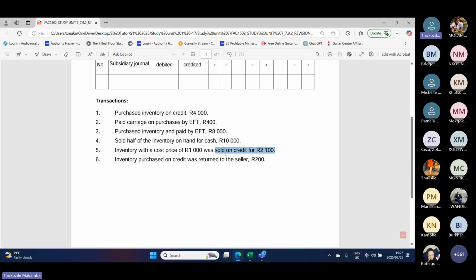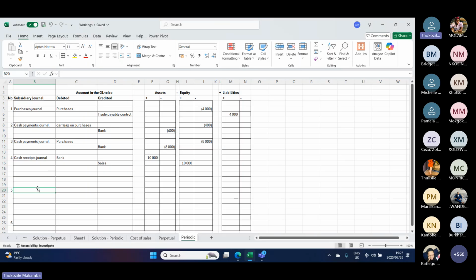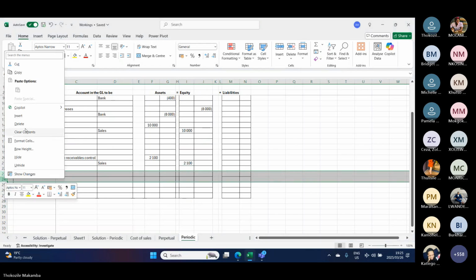Okay. So now we need to record this sale. So therefore, the subsidiary journal is going to be the sales journal, right? And because we are selling this inventory on credit, we're going to debit trade receivables control. And then we are going to credit sales because we're making a sale. Now, your trade receivables, that is an asset. So your assets are going to increase by 2,100, right? And remember, your sales is going to increase your equity by 2,100.